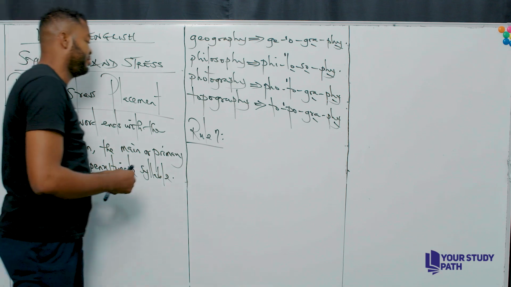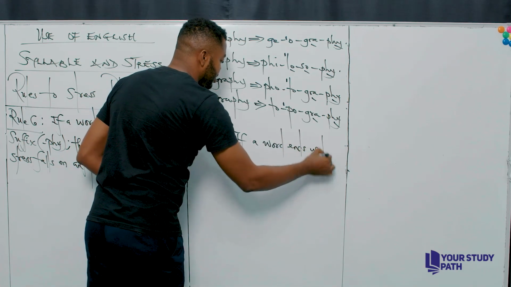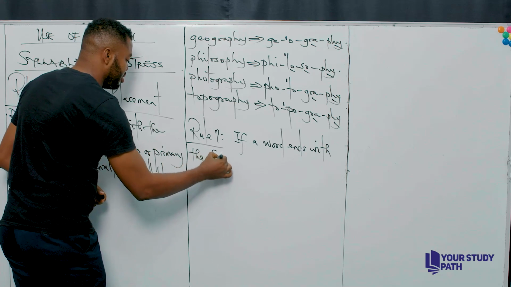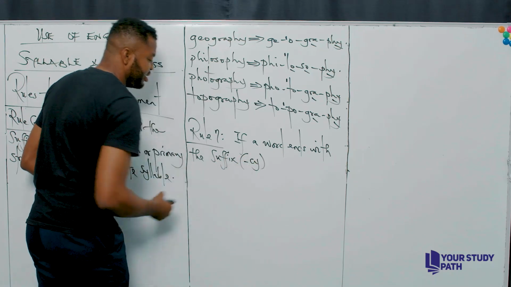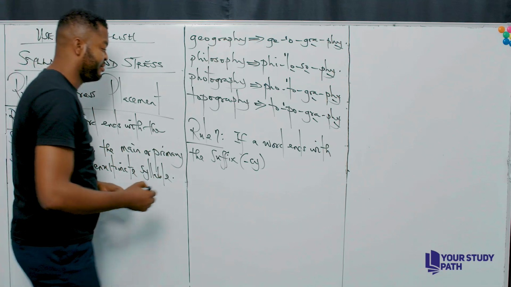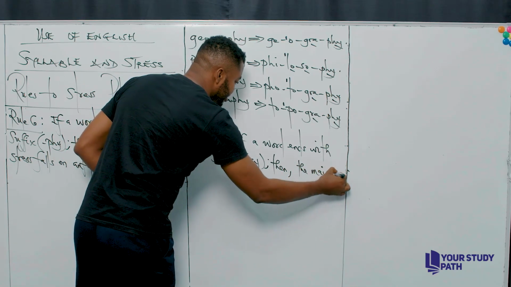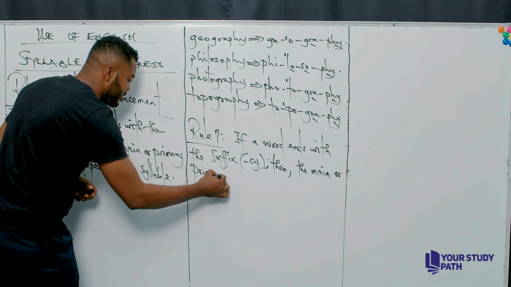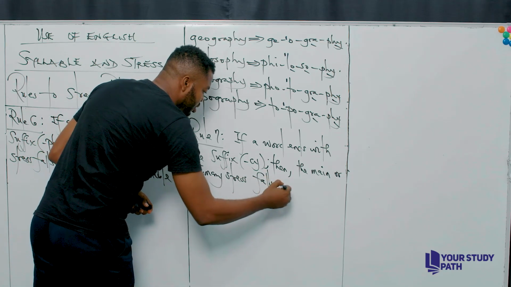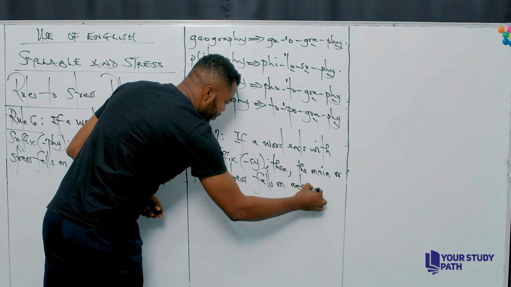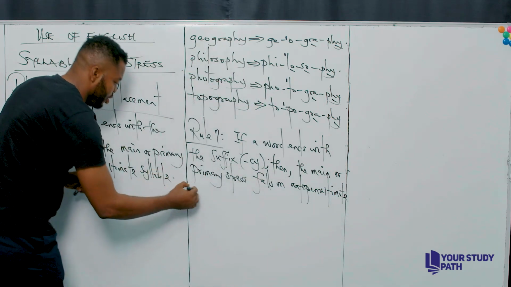Rule seven. If a word ends with the suffix, what's the suffix? The suffix is CY. So if a word ends with the suffix CY, then the main or primary stress falls on the antepenultimate syllable.